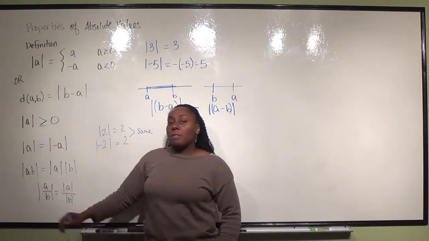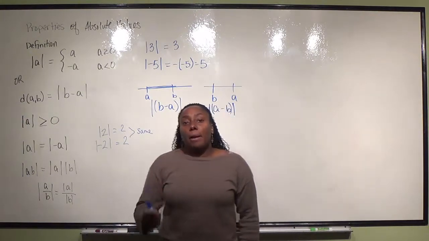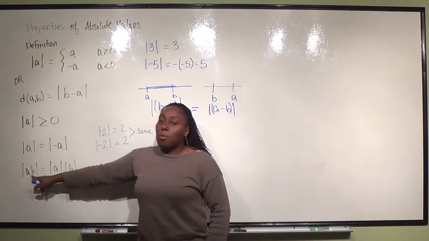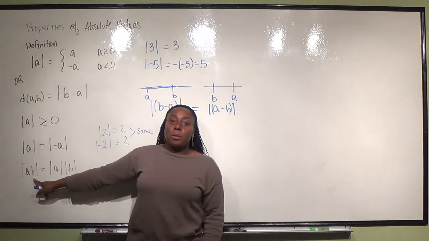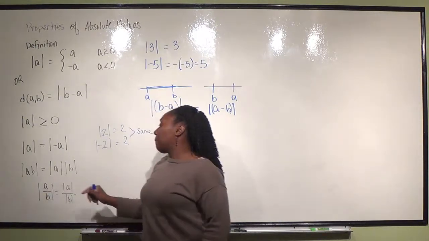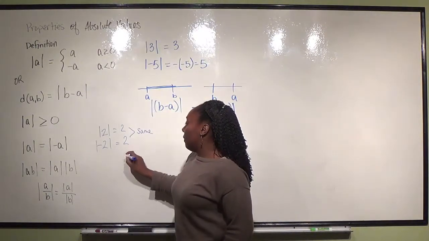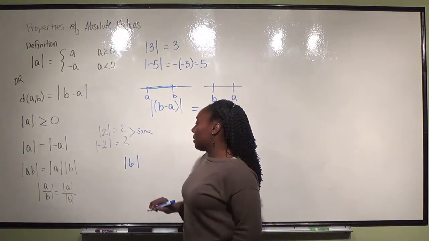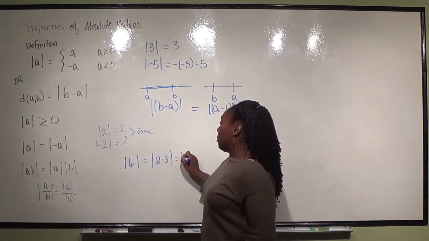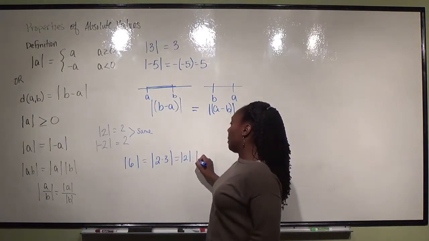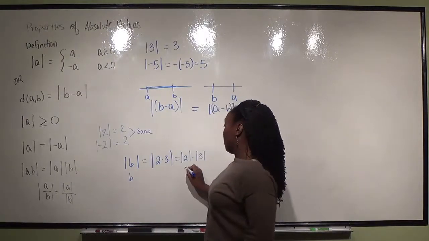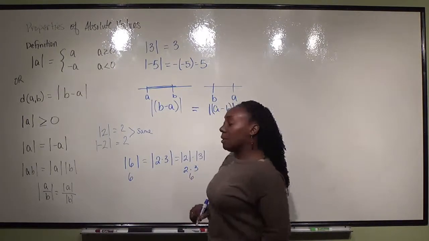For multiplication and division, our absolute value is distributive, meaning if I have a product inside of an absolute value, I can take the product of the absolute values. So for example, if I look at the absolute value of 6, I can say this is the absolute value of 2 times 3, which is the absolute value of 2 times the absolute value of 3. And evaluating both of these, you can see that that's true.